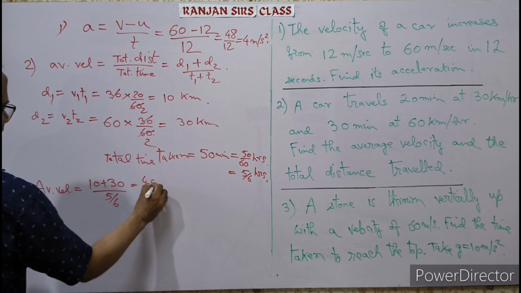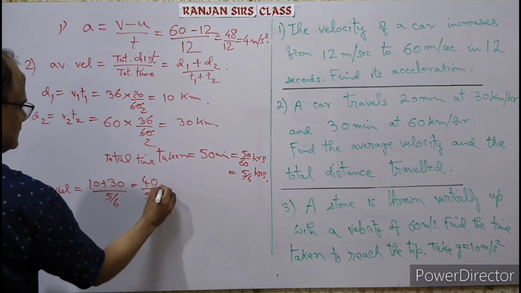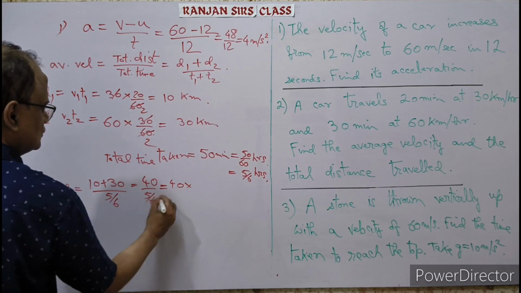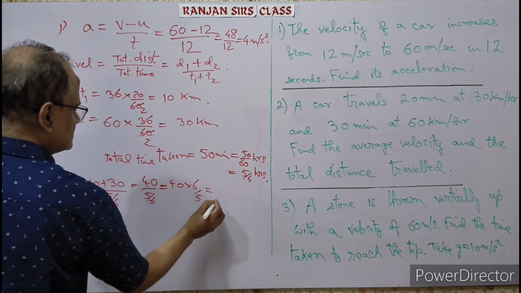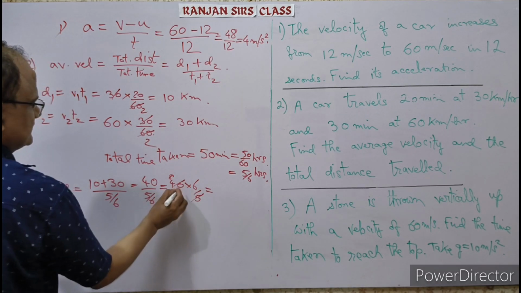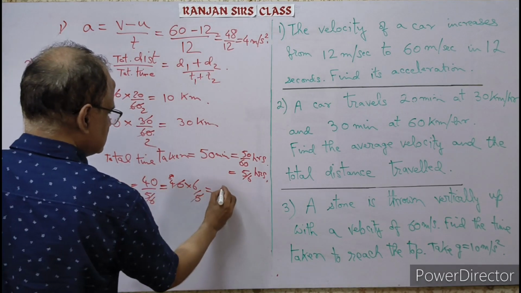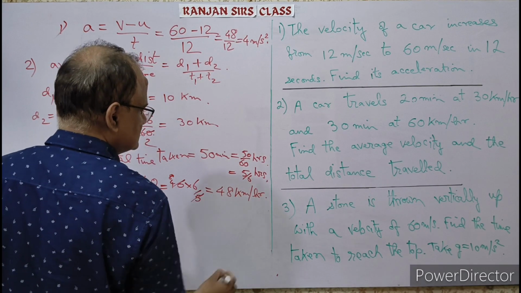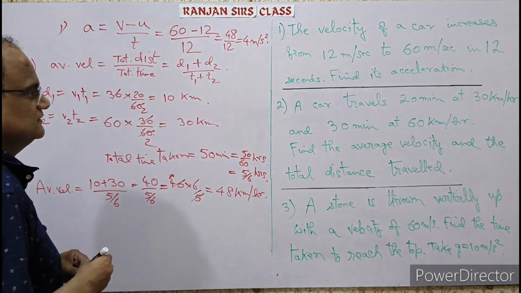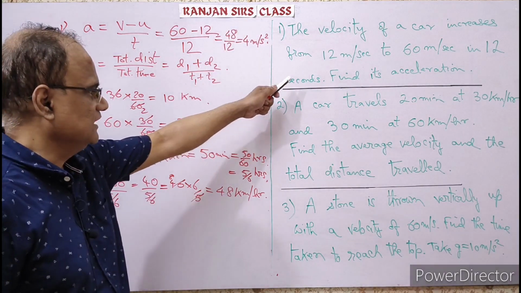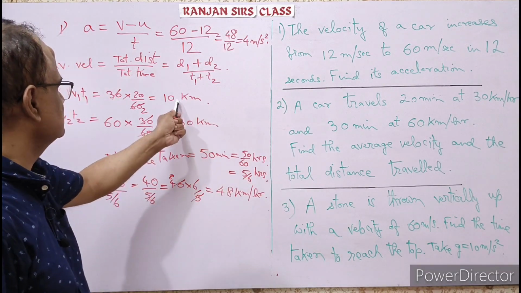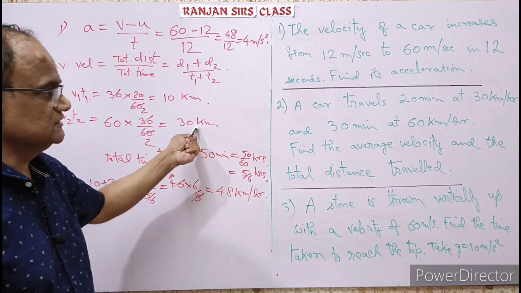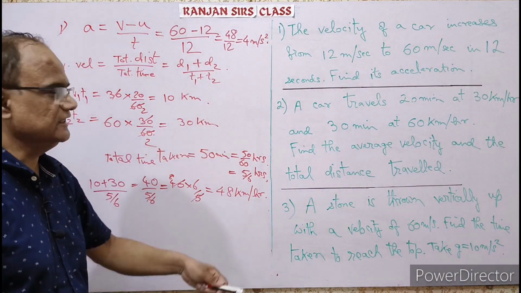Okay. So we are getting 40 divided by 5 by 6, or 40 into 6 by 5. So cancel it 8 times. So 6 8s are 48. The average velocity of the car is coming out to be 48 kilometers per hour, and the total distance traveled was 10 plus 30. That means total distance traveled is 40 kilometers. Got it? Okay, fine, good.